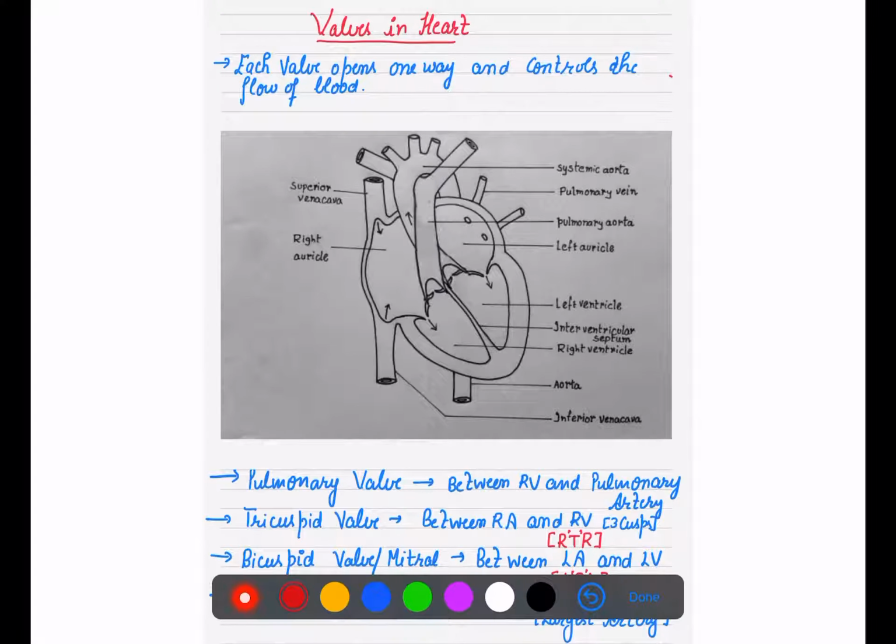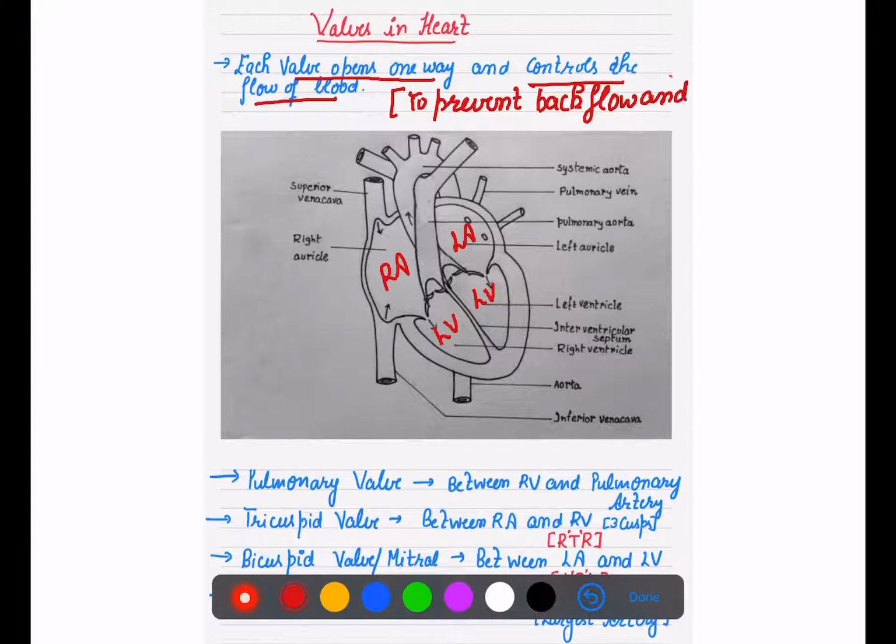Now, if we talk about these auricles and ventricles, they are separated from each other by valves, there are doors present. Each valve opens one way and controls the flow of blood. What is the role of a valve? Basically to prevent backflow and mixing of blood. That is the major role of the presence of valves in the heart.